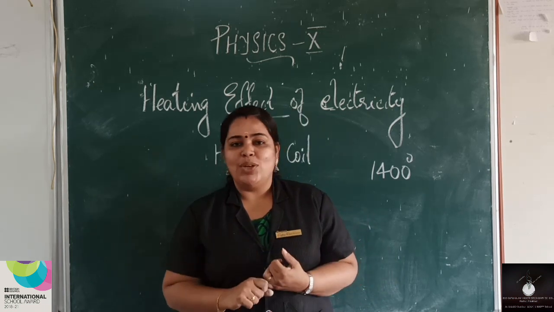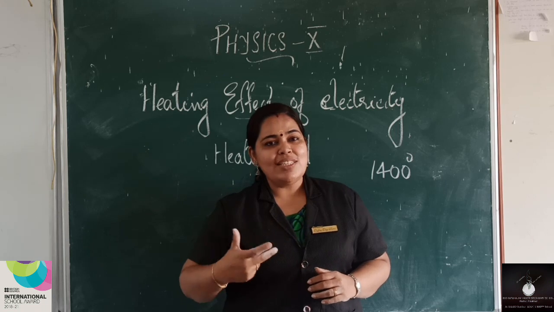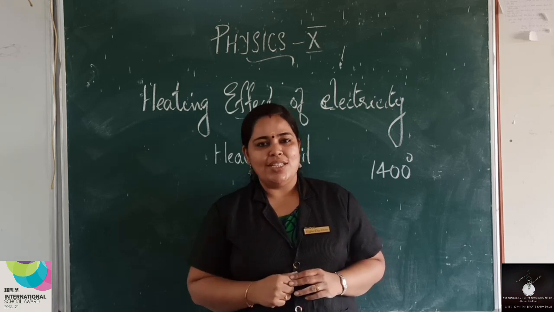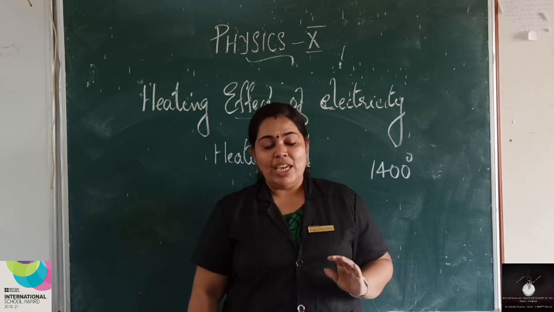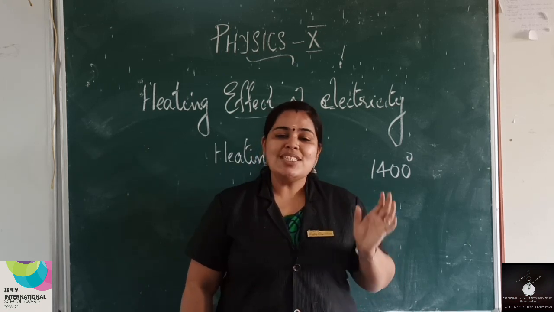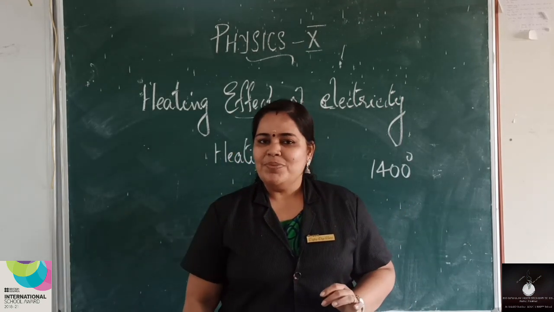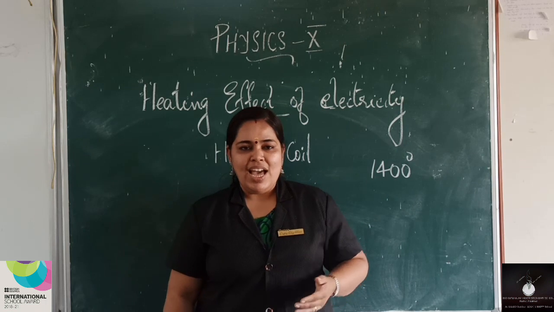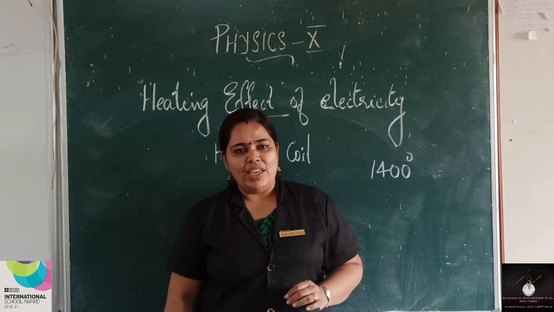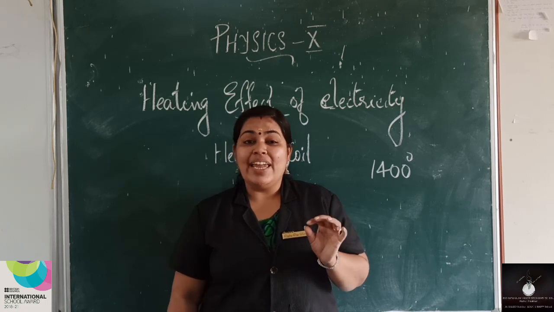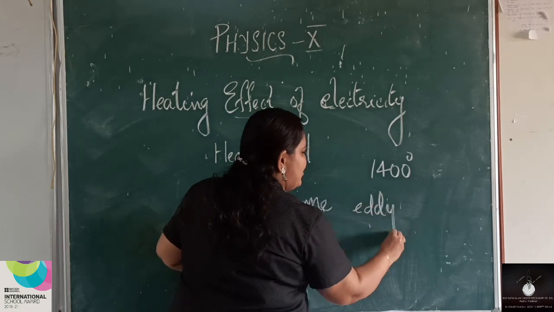So, take the case of the microwave oven. Here, instead of a heating coil, how is electrical energy converted into heat energy? It uses microwaves. The microwave oven uses microwaves to convert electrical energy to heat energy. And take the second case. What is that? Induction cooker. In that case, we use eddy currents. What is that? Eddy currents.